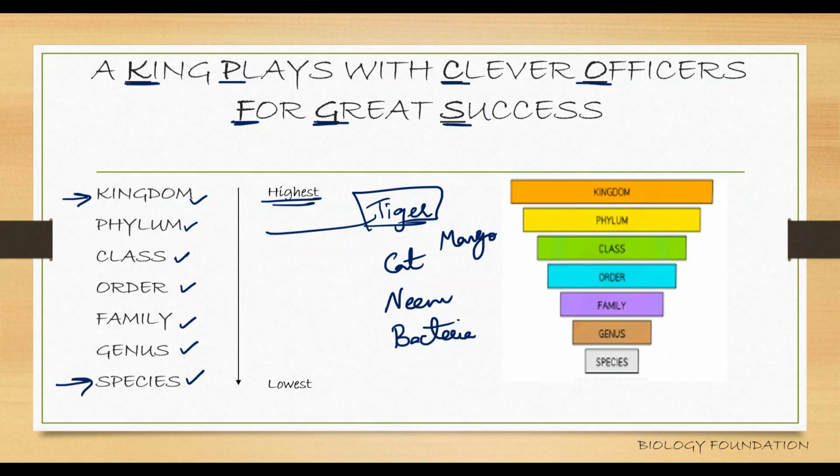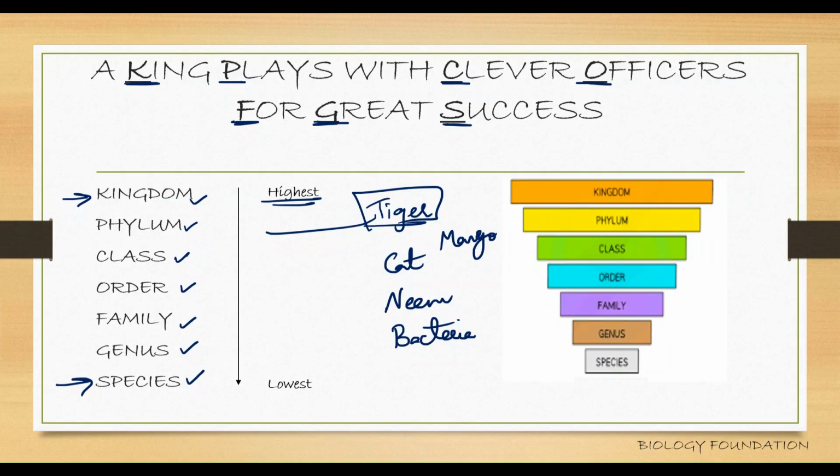Now, as the name suggests, here the organisms are kept at different ranks. What are those ranks? Beginning from kingdom till species: kingdom, phylum, class, order, family, genus, species. Now, how to remember it easily? Just remember this sentence: A king plays with clever officers for great success. K stands for kingdom, P for phylum, C for class, O for order, F for family, G for genus, S for species. Is it clear?